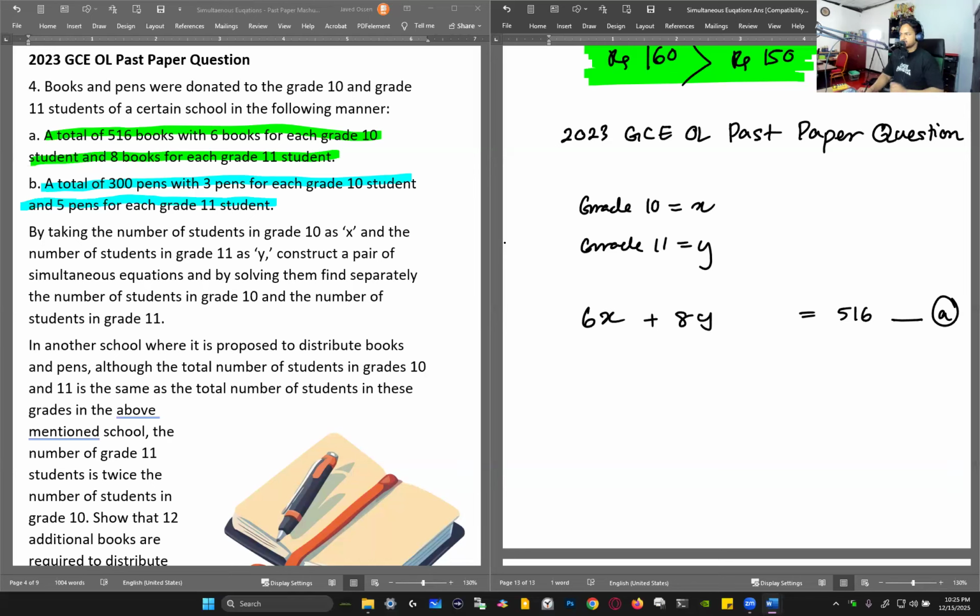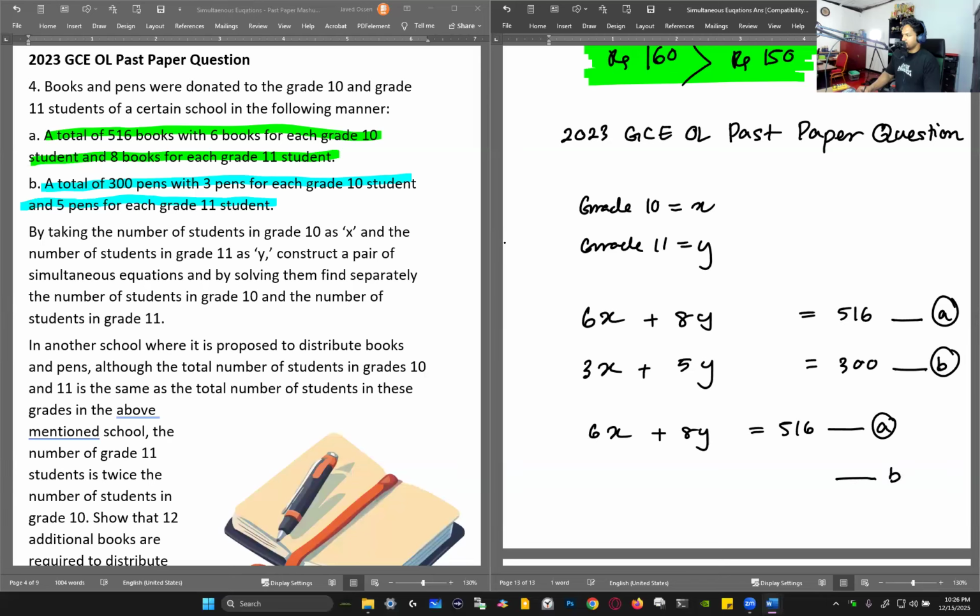Let's do the second simultaneous equation, the blue color one. A total of 300 pens, write 300 as the total. This is equation B. 3 pens for each grade 10 student and 5 pens for each grade 11 student. So easy. So here, Miss Vadima, I will write the first equation again. 6x plus 8y equals 516.